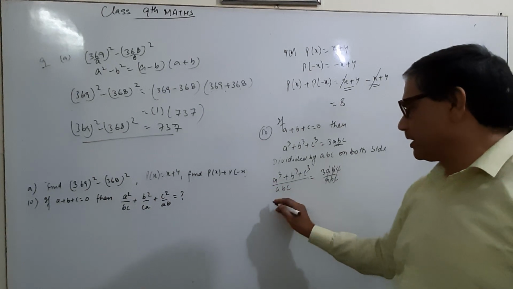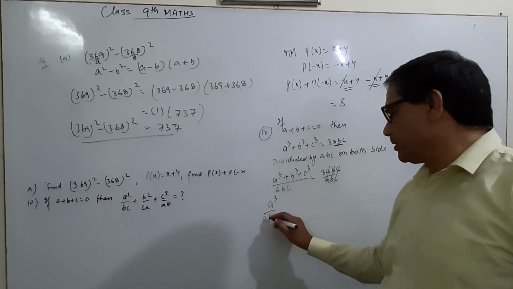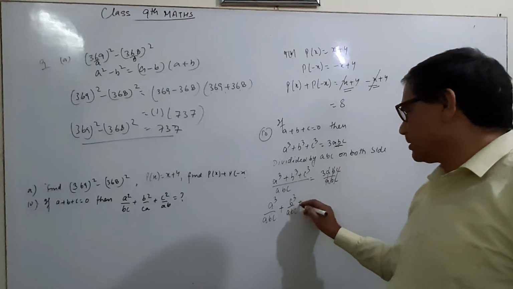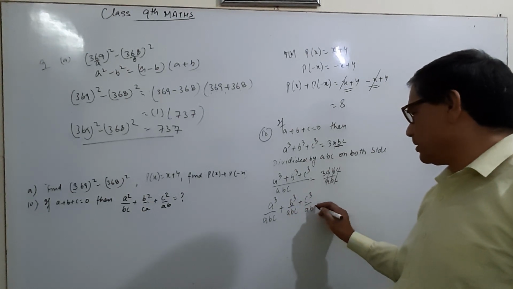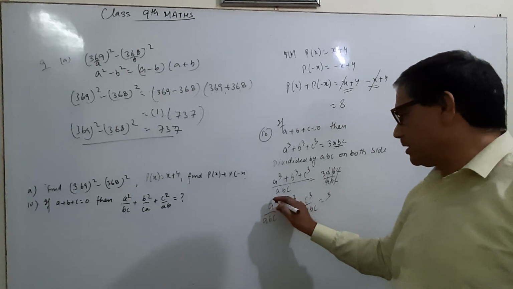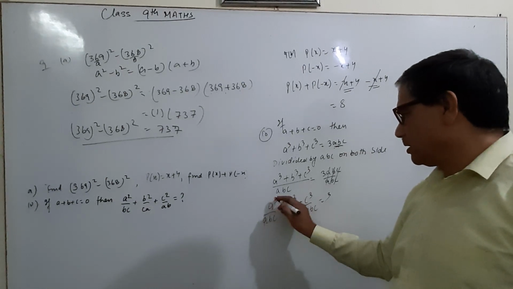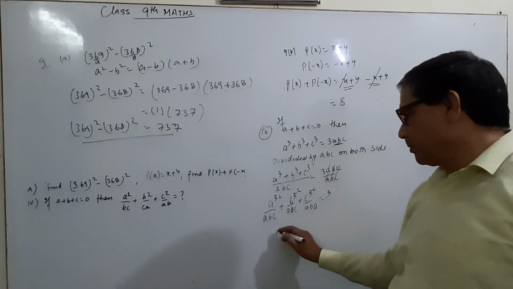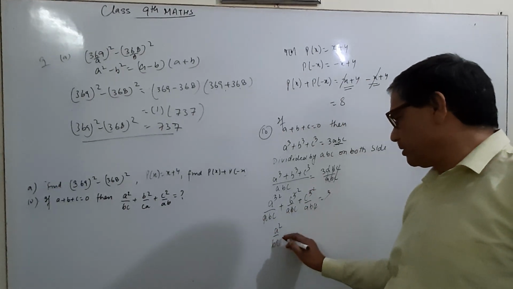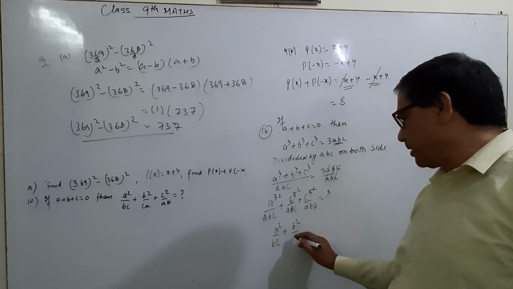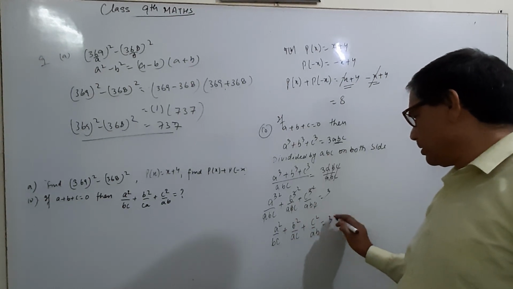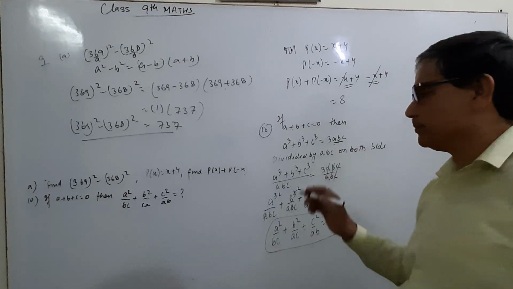What is left? We take separately. A cube upon ABC plus B cube upon ABC plus C cube upon ABC equal to 3. This A will cut, here is A square. This B will cut, and this C will cut. So it means A square upon BC plus B square upon AC plus C square upon AB is equal to 3. This is your answer.